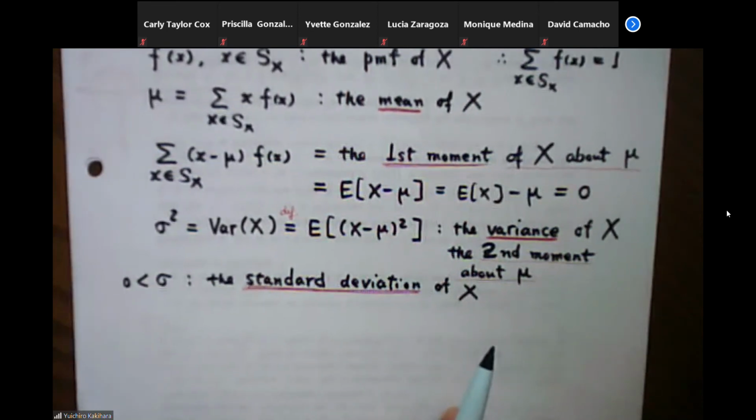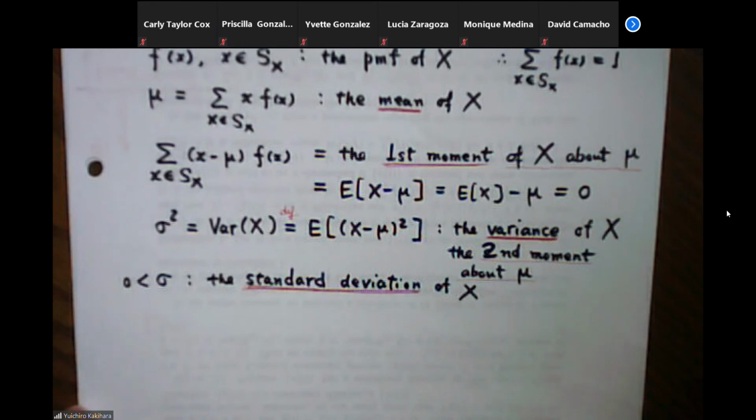We will see very interesting stuff using sigma and mu. In probability theory, for a random variable, the mean mu and the variance or standard deviation are the two most important numbers.